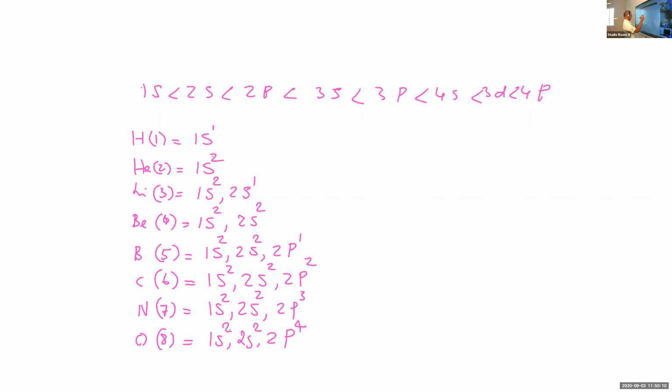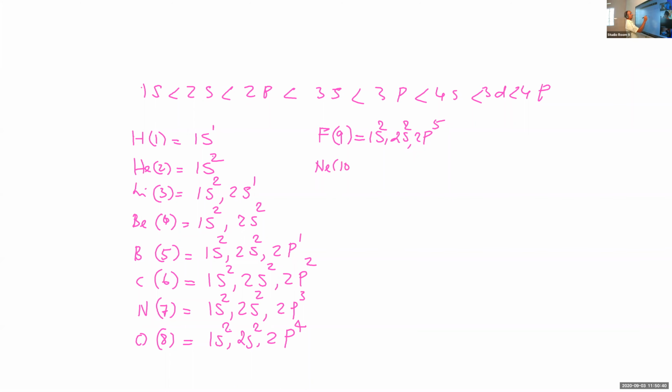Come to atomic number 9, that is equal to fluorine. Atomic number 9, fluorine: 1s2, 2s2. Then how many electrons in the 2p level? Anybody? 5. 5 electrons, correct.